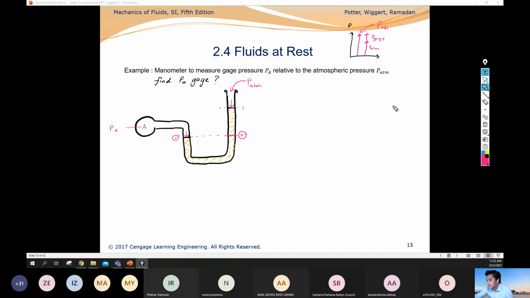I label as a P3. Okay. So the best part, we're going to use the hydrostatic equation. So we start from the left. We start like this.